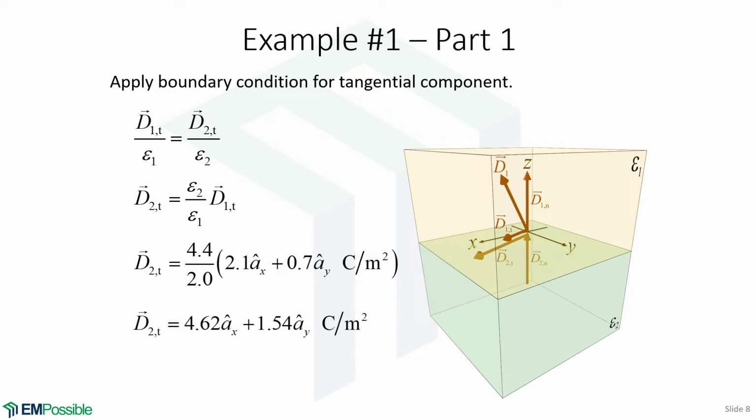When we do the math, we end up with the tangential component for D2, and we've also plotted it over here in our figure. And notice D2 and D1 are in the same direction, but they have different magnitudes. And that's because the tangential component of the electric flux is not continuous across the interface. They're scaled by the permittivities.